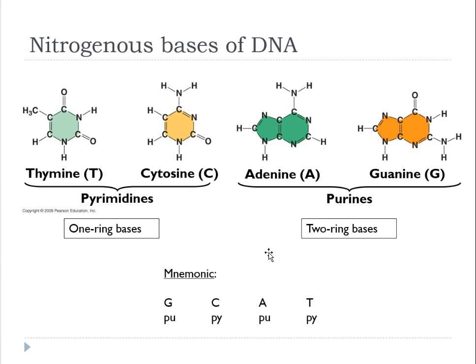And as you can see, there are different types of positions these guys can be in. Thymine and cytosine are called pyrimidines, and adenine and guanine are called purines. Purines have 2 rings, and thymine and cytosine have 1 ring. So we call those pyrimidines and purines.